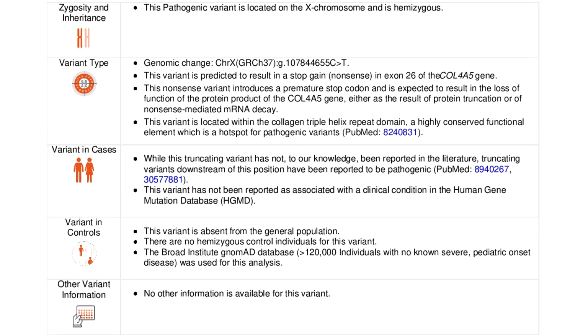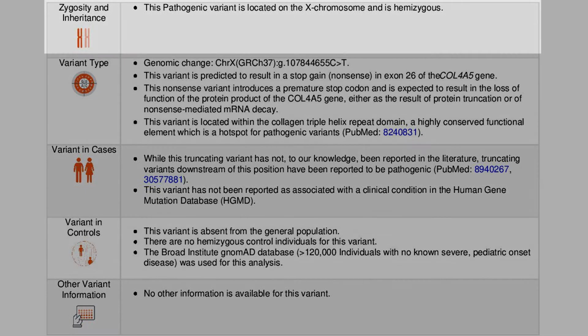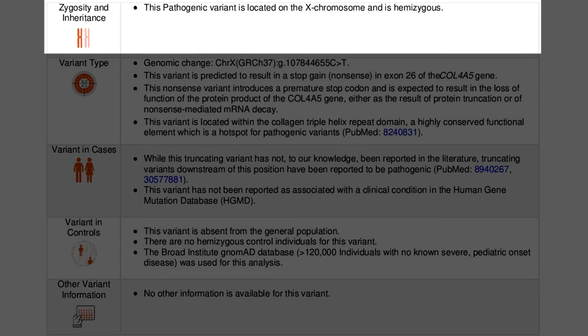We've organized each bit of information we might think is relevant into bullet points and then grouped those bullet points into categories. First up is zygosity and inheritance. This section describes the state of the variant, typically heterozygous, homozygous, or hemizygous. This section would also include the origin of the variant if parents were tested as part of a duo or trio.